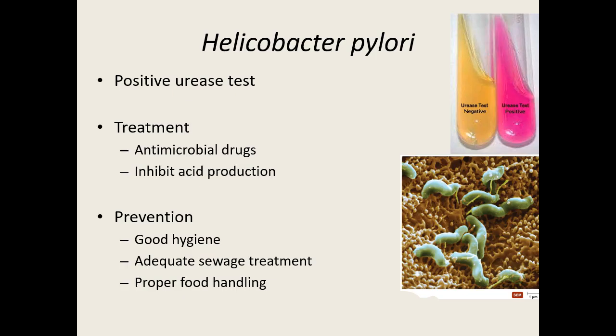How do we test? There is a test called a urease test, because it's an enzyme this bacteria makes, that they can actually test for really fast. We now have a thing you can literally blow into, because that enzyme produces a gas, and we can actually test for it by doing a respiratory breath test. We have antimicrobial drugs. We have things that can inhibit the acid production in your stomach while your stomach tries to heal itself. Otherwise, prevention: good hygiene, adequate sewage treatment, proper food handling. Again, this bacteria could be pretty much anywhere.